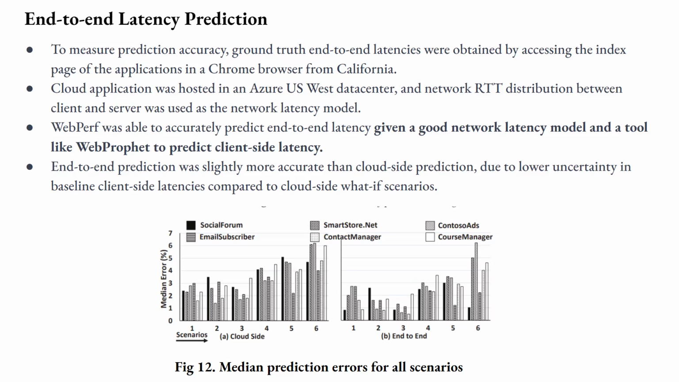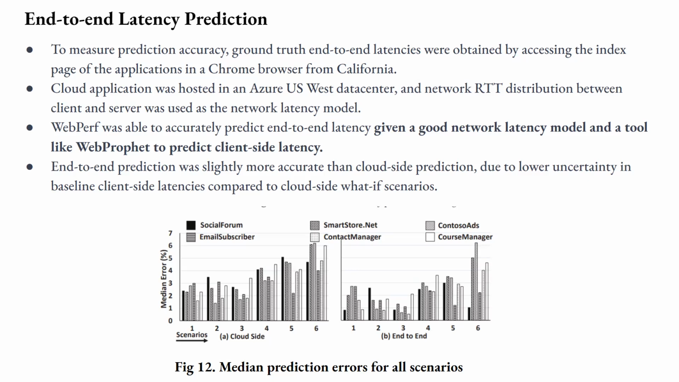Here, the result showed that WebPerf's prediction error for all applications and scenarios was small, with a median error of less than 7%. This suggests that WebPerf can effectively predict end-to-end latency with a good model for network latency between the client and server, and a WebProphet-like tool that can predict client-side latency.